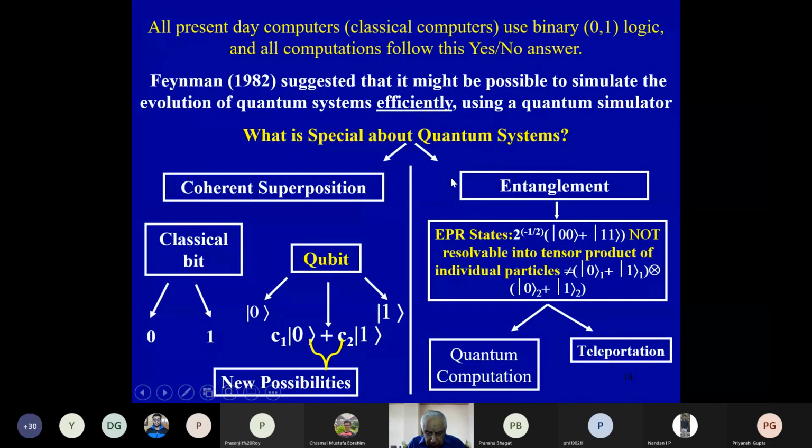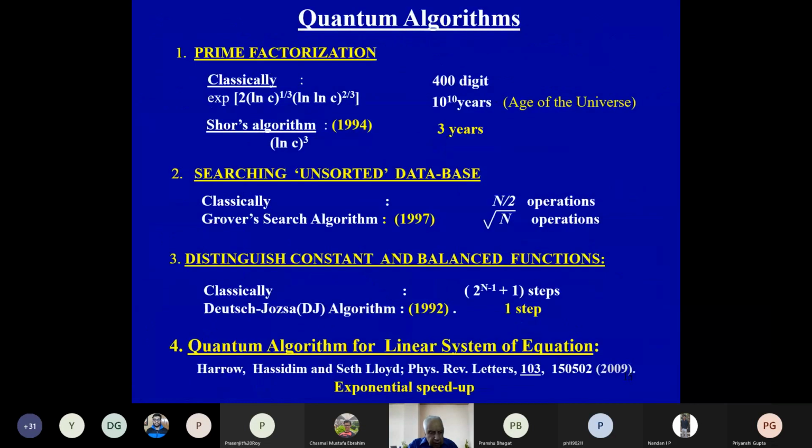The other important property of quantum systems is entanglement. For example, if you take the EPR state, 00 plus 11, it is not resolvable into tensor products of individual particle states, and such states are therefore called entangled. This entanglement property gives rise to quantum computing and teleportation, etc. Of course, to make use of the quantum properties of a qubit, one has to write algorithms which utilize the properties of either coherent superposition or entanglement, or both.